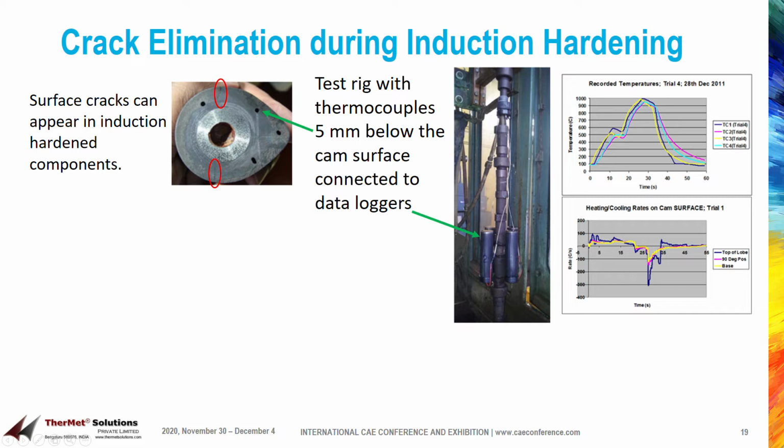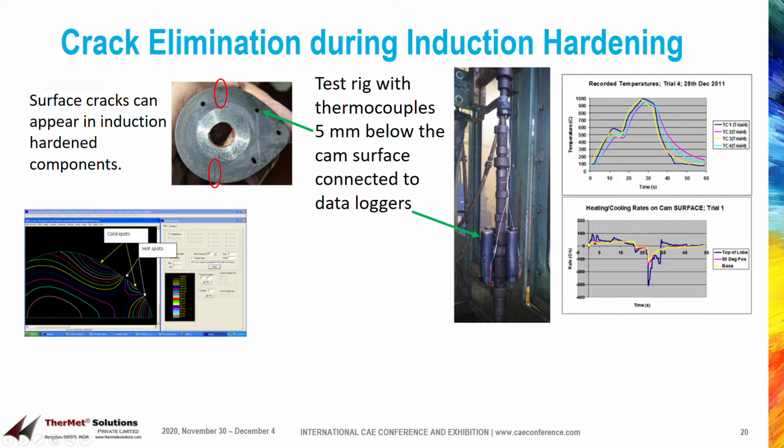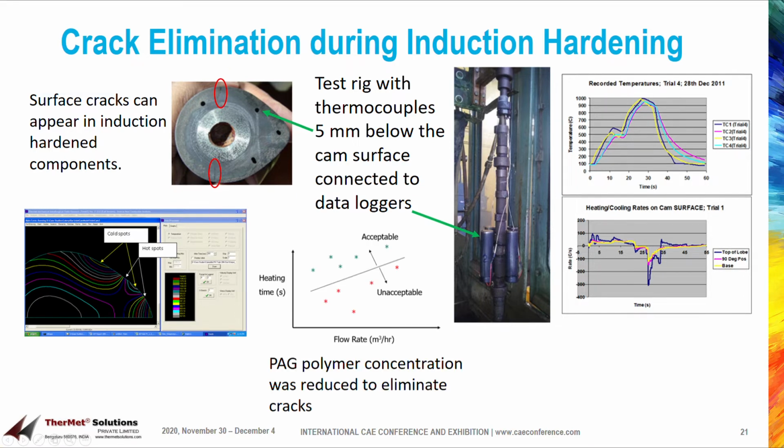This data was then used as input to the InverseSOLVER to obtain heat flux due to quenching and surface temperature all along the cam lobe. An analysis of the output data from InverseSOLVER clearly showed excessive thermal stresses developing on the surface of the cam lobe, which led to surface cracks.